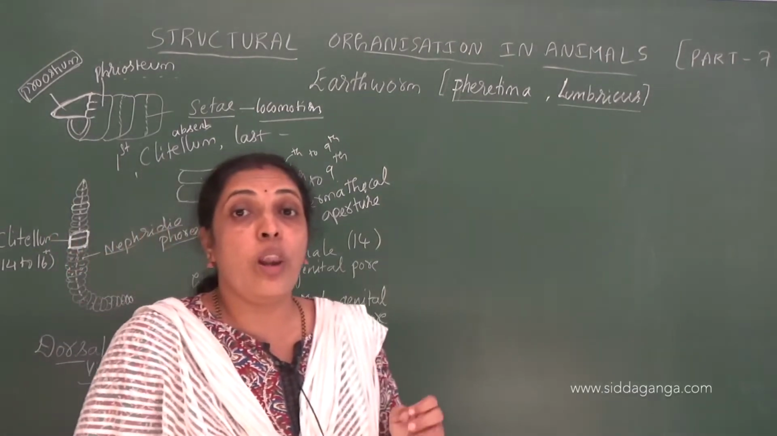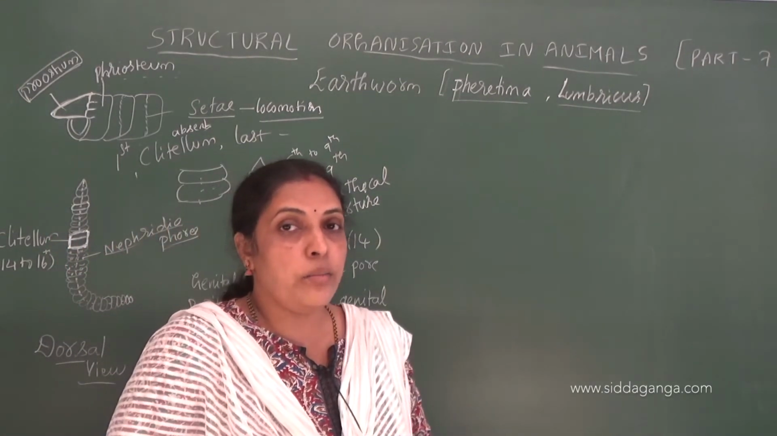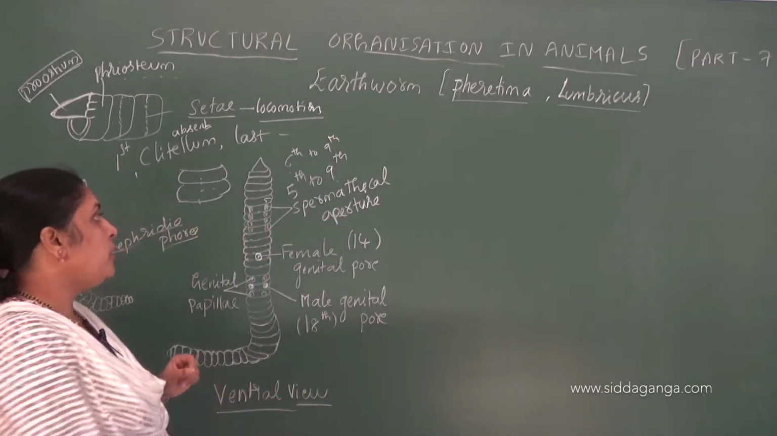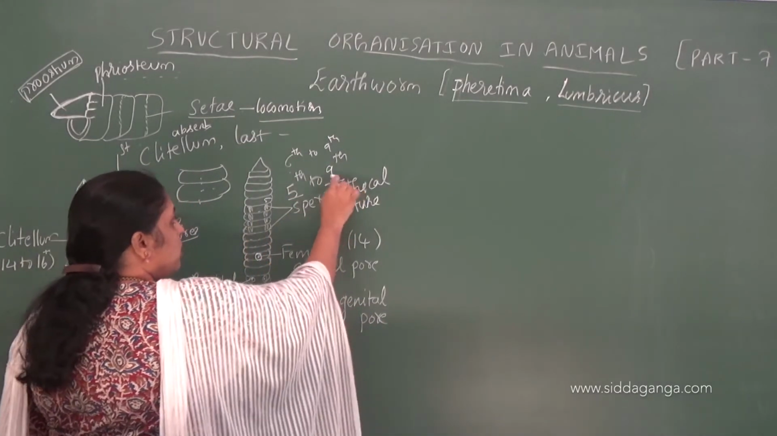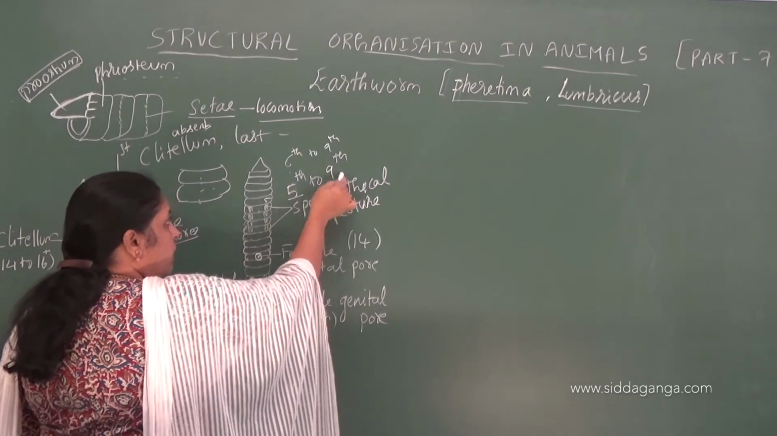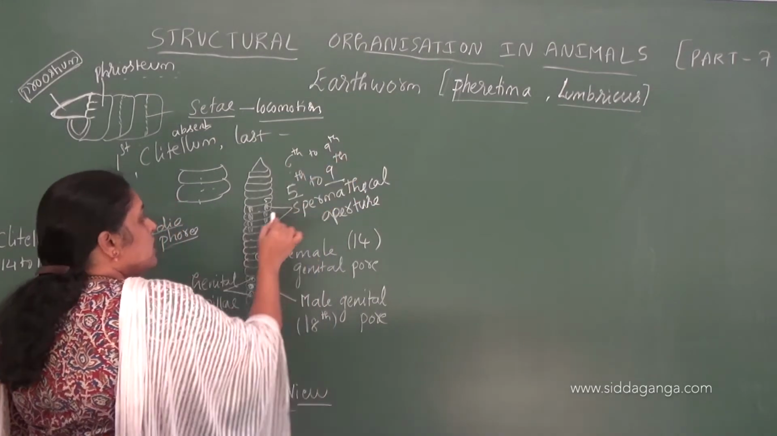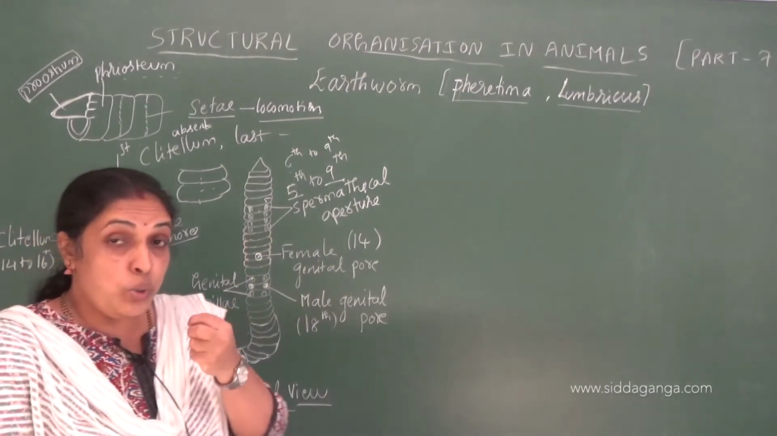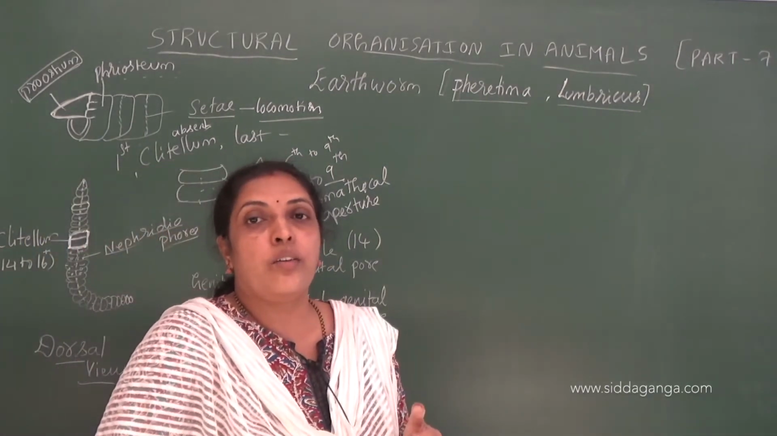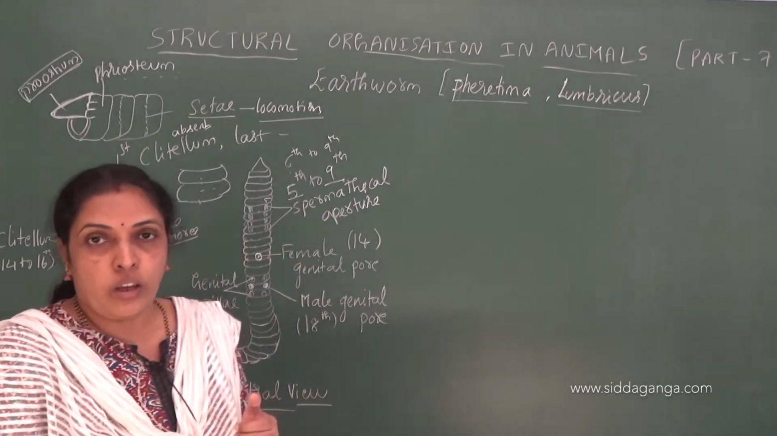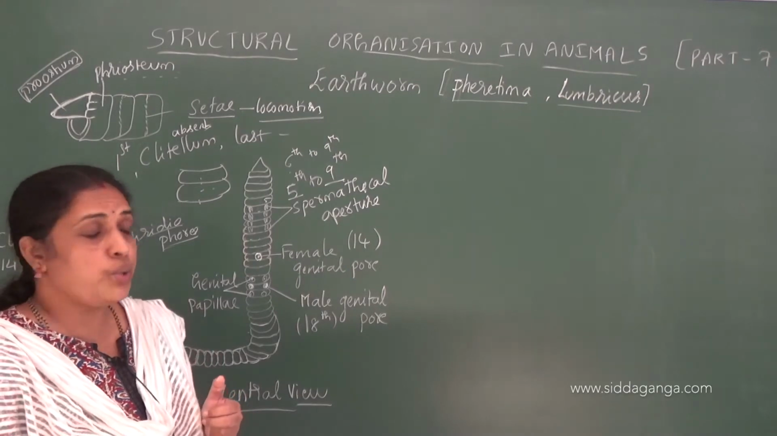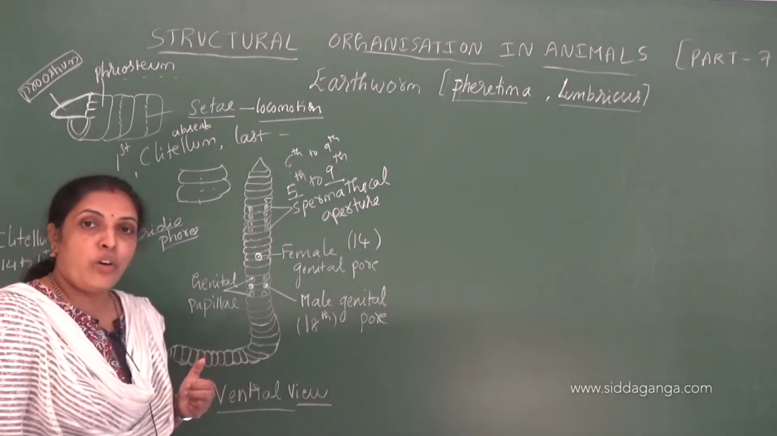On the ventrolateral side of the organism, between 5th to 9th or 6th to 9th segments, we see spermathecal apertures which receive the sperms from the opposite organism during the sexual act. Understood? So that is about morphology.